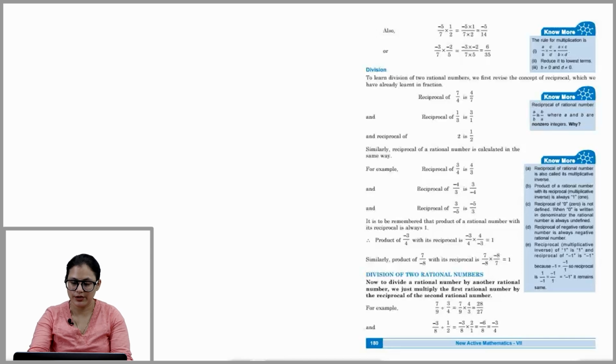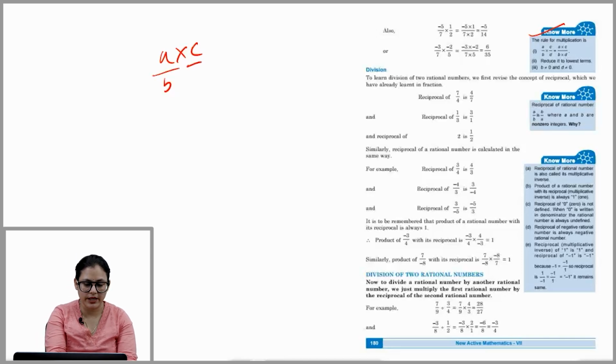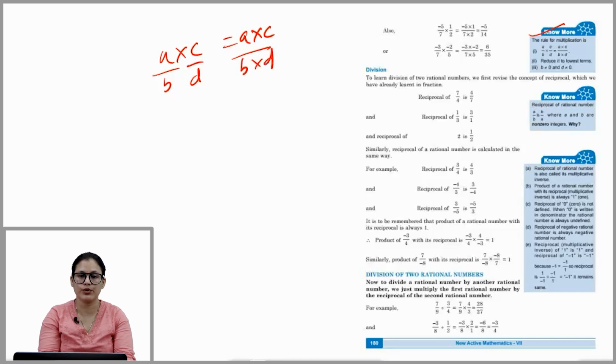The rule for multiplication is A by B into C by D is equal to A into C upon B into D. Number 2, reduce this to lowest terms. And B should not be equal to 0 and D shouldn't be equal to 0.